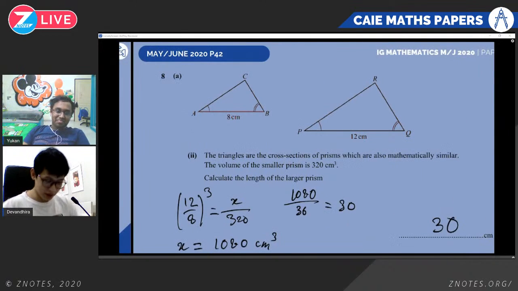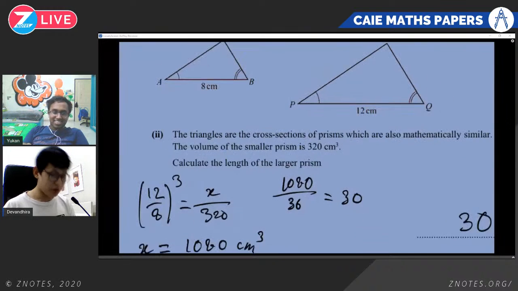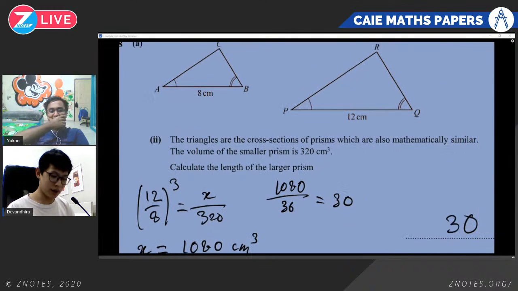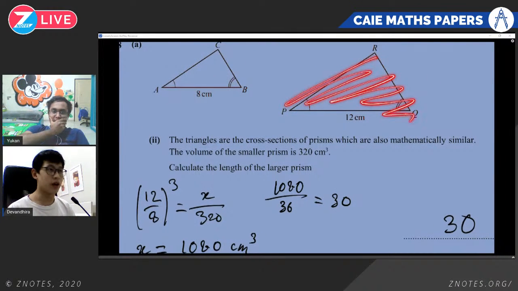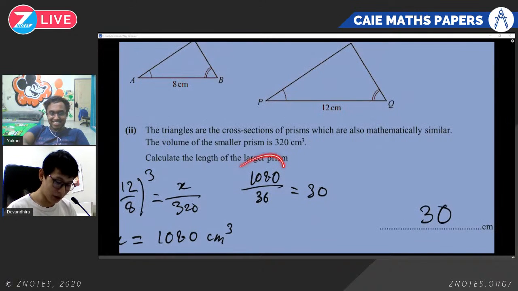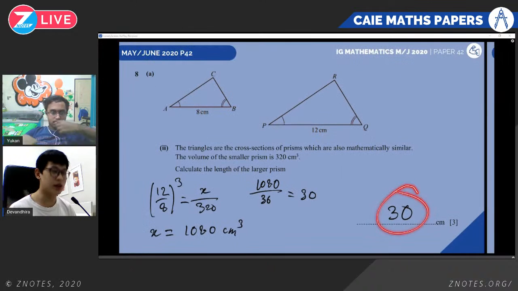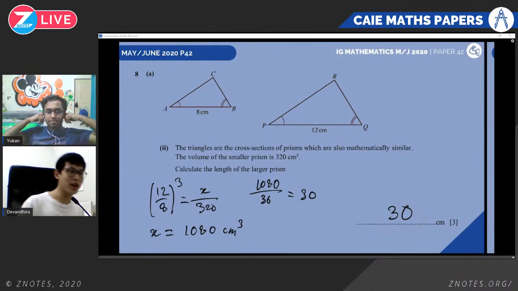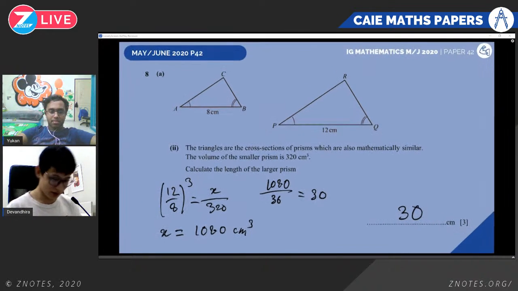Okay. Right. So if you want to get the length, of course you want to divide by the area of this triangle, correct? Sorry about that. So we have the volume divided by area of this cross section. It would give us the length, which is 30. That means our answer is just 30 centimeters. Correct, Yugan? Yep.